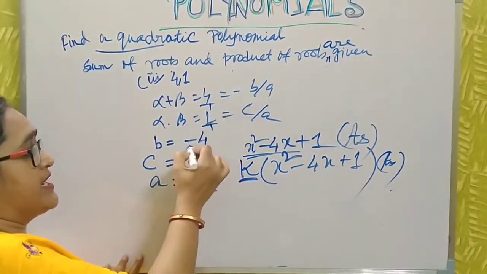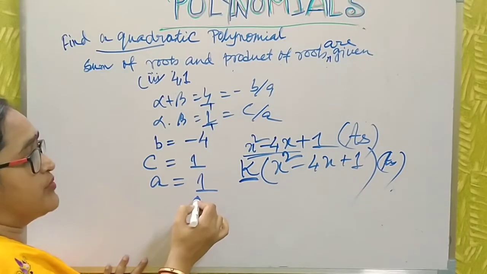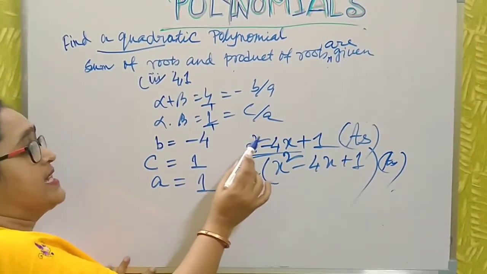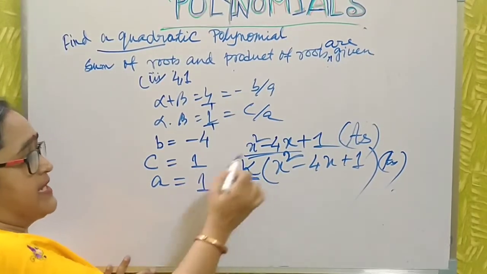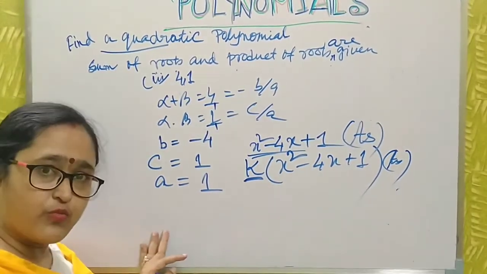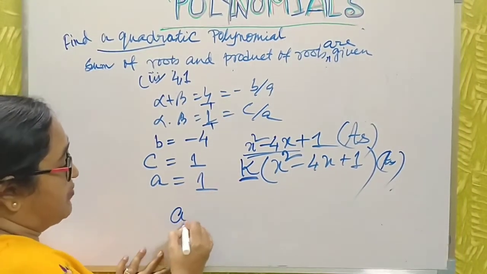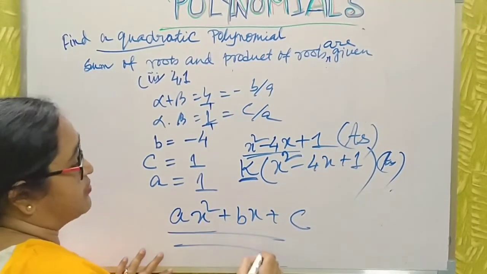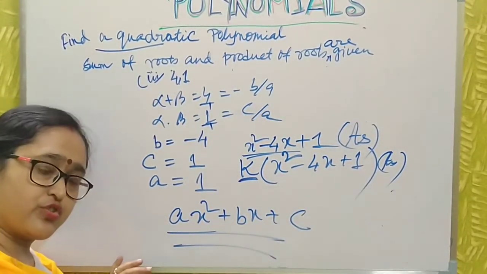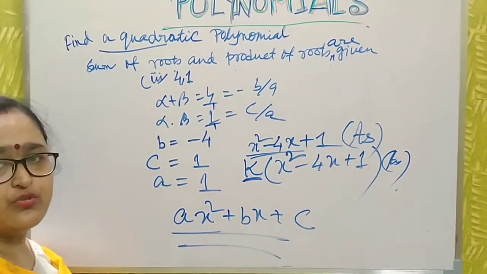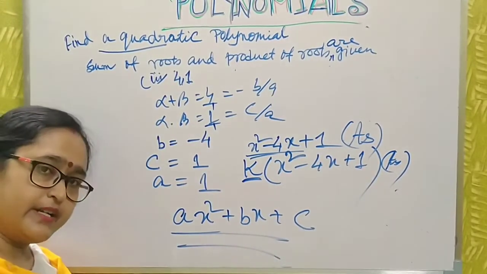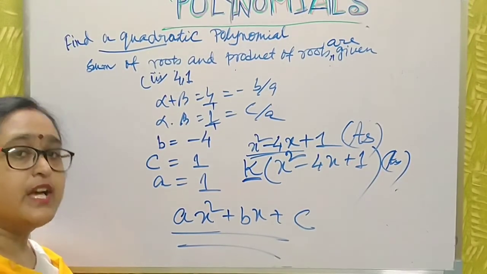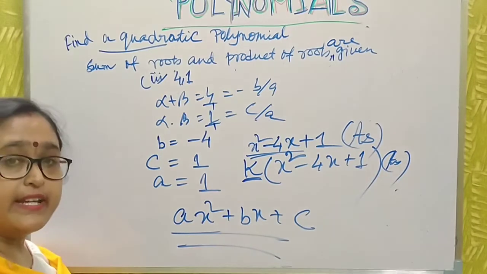Here b is -4, c is 1 and a is also 1. Then ax square, that means x square, plus bx, that means -4x, plus c is 1. I already said the quadratic polynomial is x square plus bx plus c. Just compare this one and you get the result. I think all the students understood the relation between the coefficients of the quadratic polynomials and the roots of the quadratic polynomials. Now we discuss the next topic.